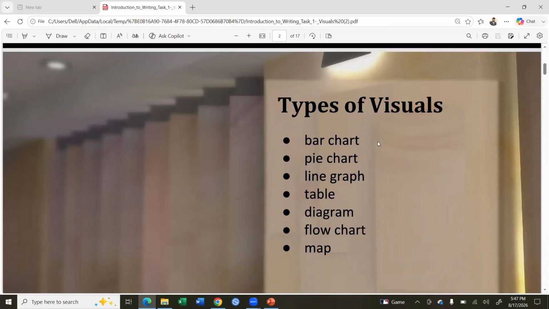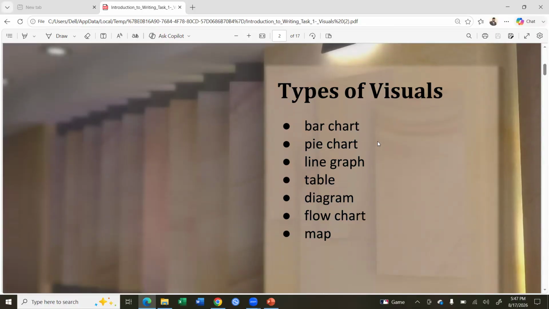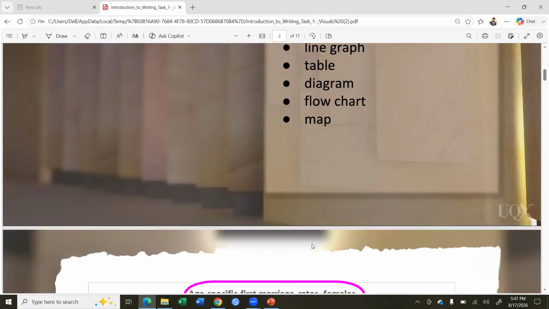Yes, sir. Okay. So now the first thing is that we should know what types of visuals we can have. You can get a bar chart, a pie chart, a line graph, or a table. You may also get a diagram, a flow chart, or a map. All of them are the possible types of visuals that you may get in your IELTS writing task 1, right? Now, we'll individually see what each one looks like.